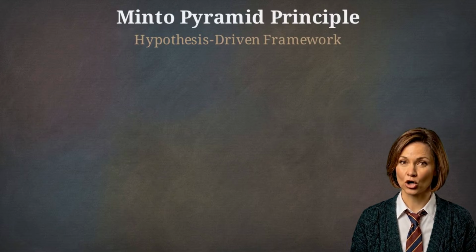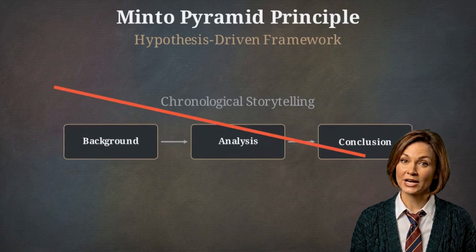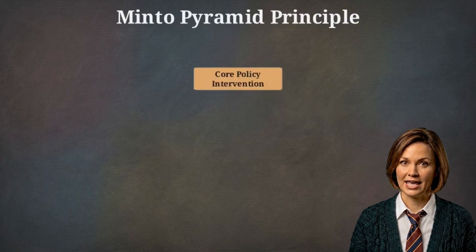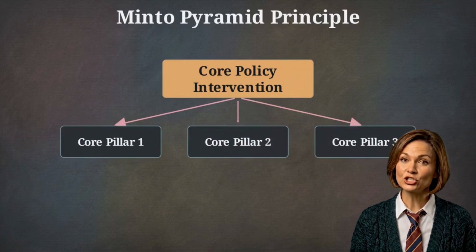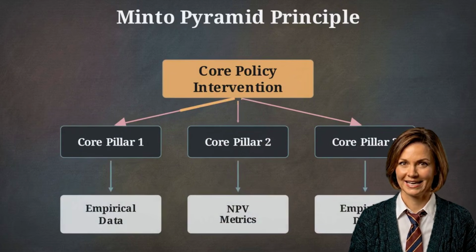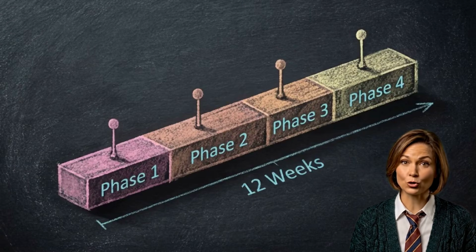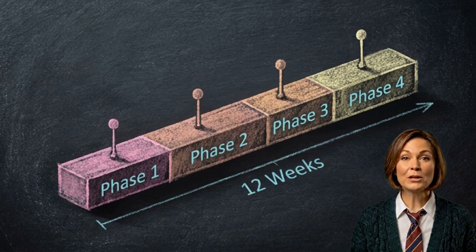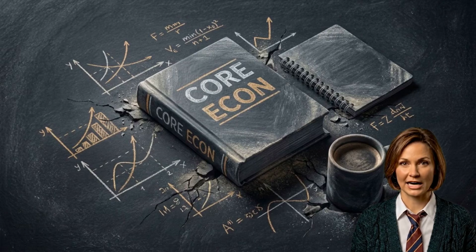Top teams structure their defense using the Minto Pyramid Principle. This is a strict, hypothesis-driven framework. In this arena, you avoid chronological storytelling. You must use an answer-first methodology, stating your core policy intervention up front and supporting it downwards with your empirical data. To build both the mathematical precision and this communication skill set, you need a 12-week execution strategy.